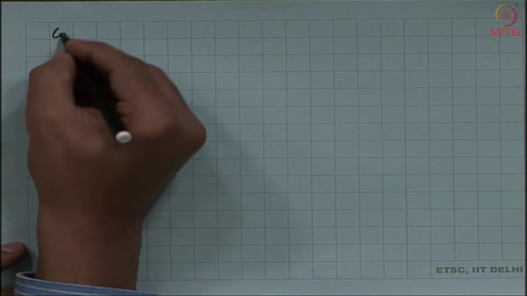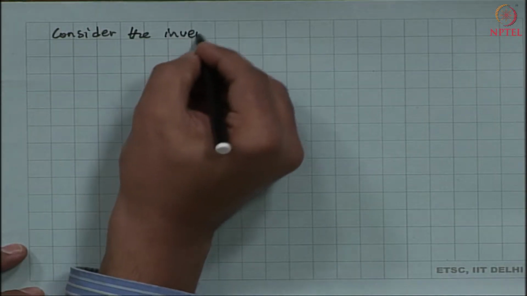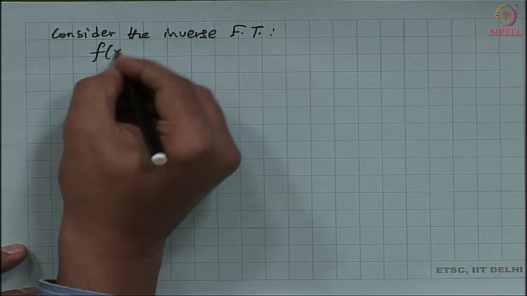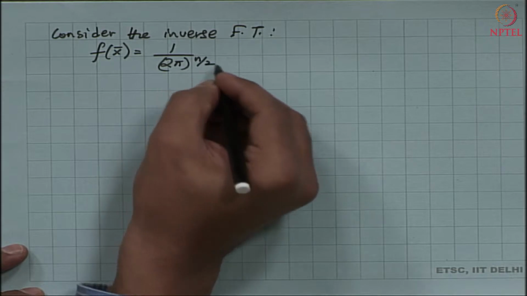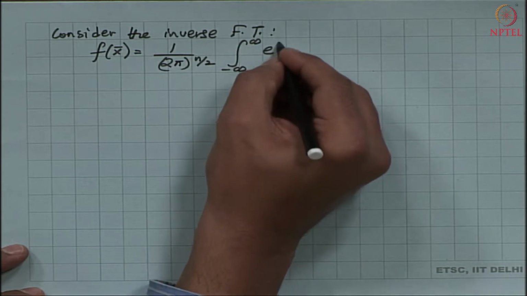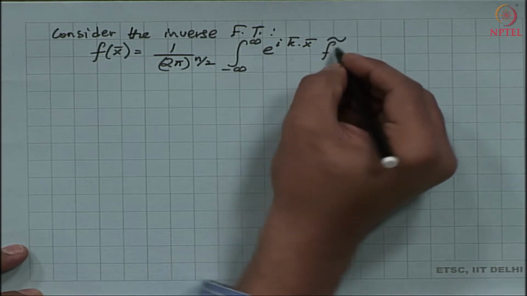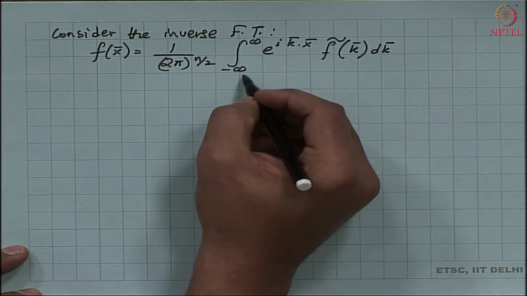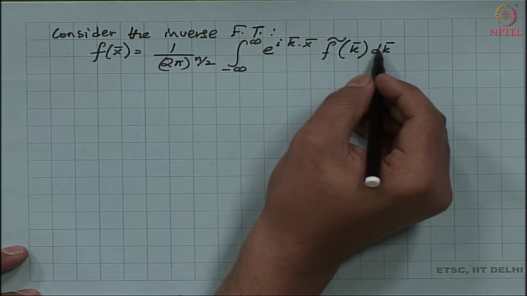So consider the inverse Fourier transform. Consider the inverse Fourier transform. I see that the inverse Fourier transform is 1 by 2 pi to the power n by 2 times the integral of the kernel e to the power i k x times the Fourier transform in the n dimension, dk. Again, this integral is not one integral, but a vector integral for this vector k bar.